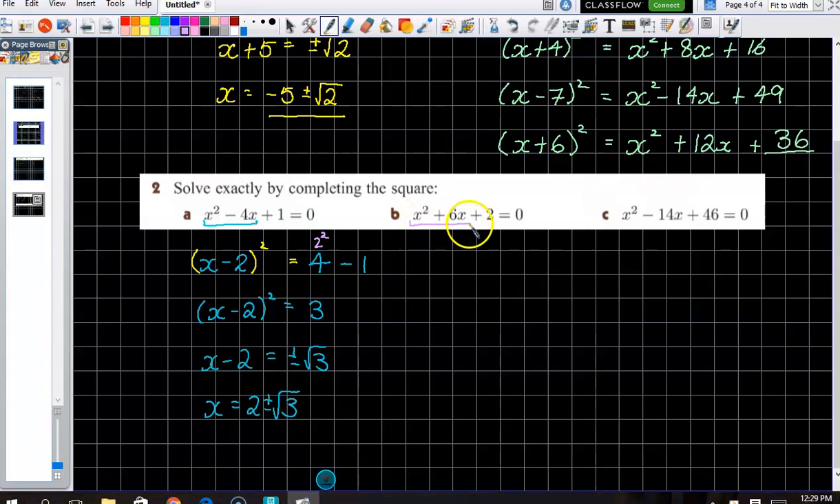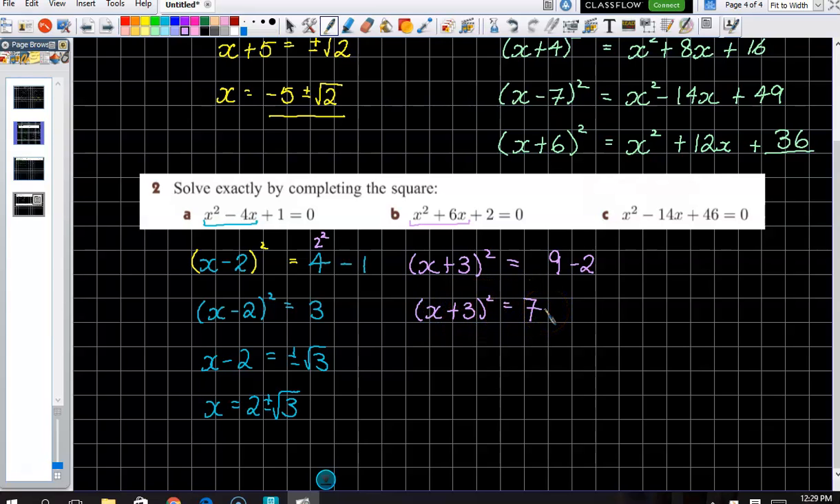Once again, we look at this. As soon as I see that 6x, what do I know has to be in my bracket? X plus 3. But when I expand this x plus 3, I get an x squared. I get the 6x. But I also get a 9, which is the 3 squared. So that means I have to add 9 to the other side. Sweet? What happens to this 2? Take it to the other side. So we've got x plus 3 squared equals 7.